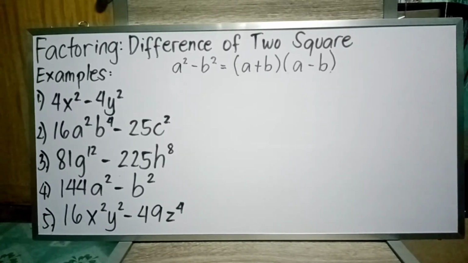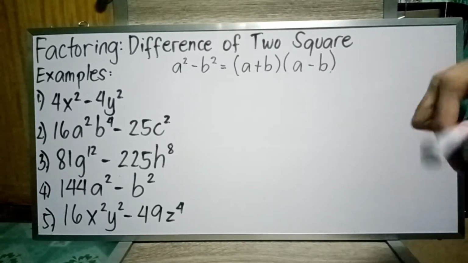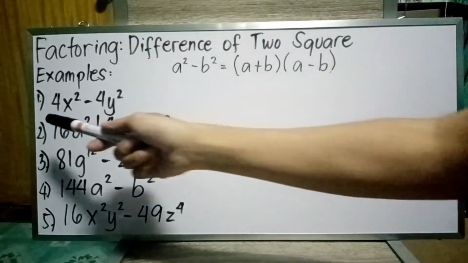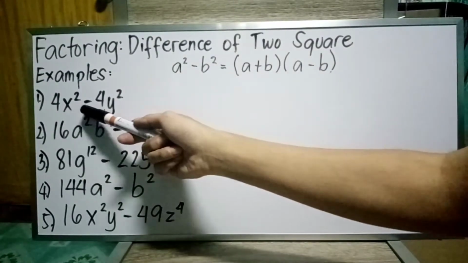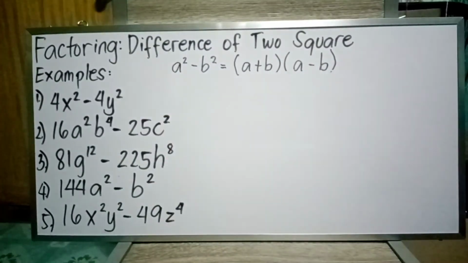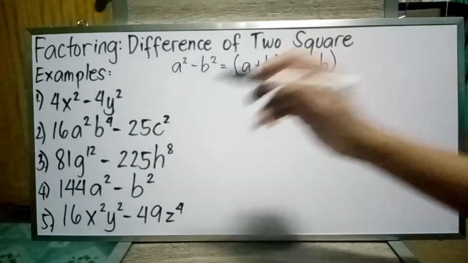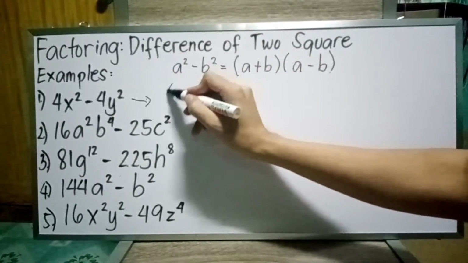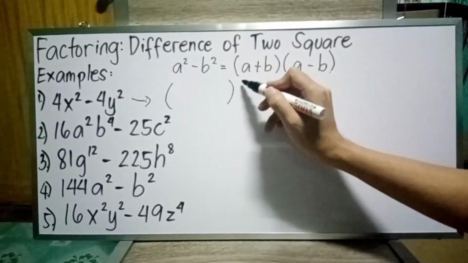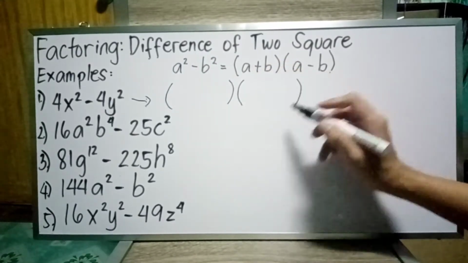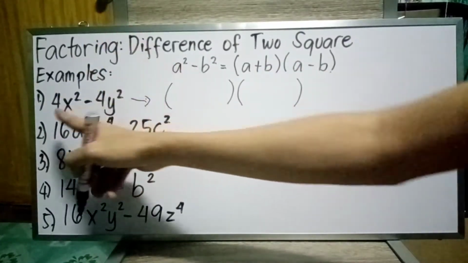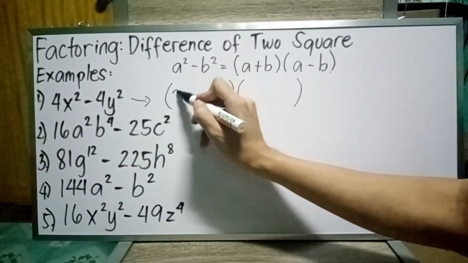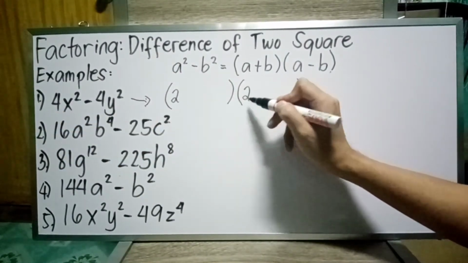So now, let's try to answer our examples. So for number 1, we have 4x squared minus 4y squared. So we're just going to follow the formula. So we're going to do the parentheses. Okay, so what is the square root of 4? Okay, 2. Write 2 and 2.